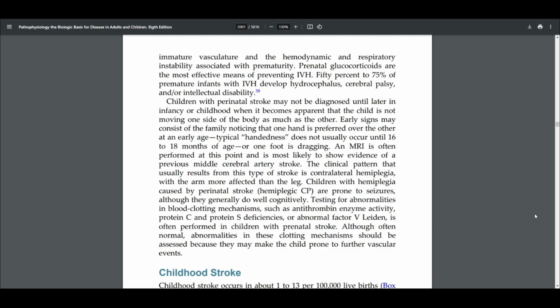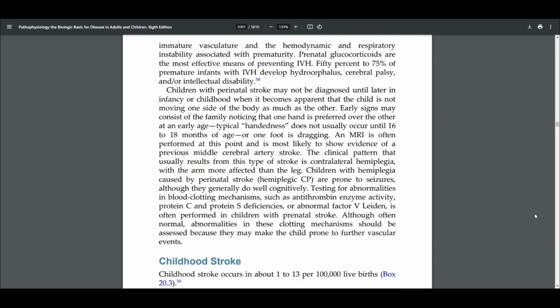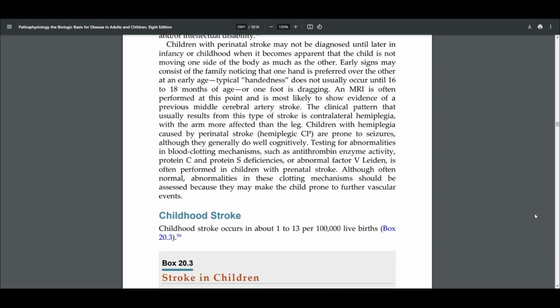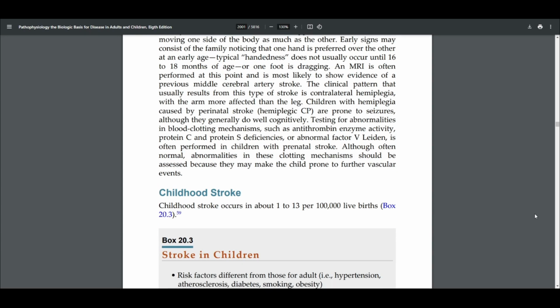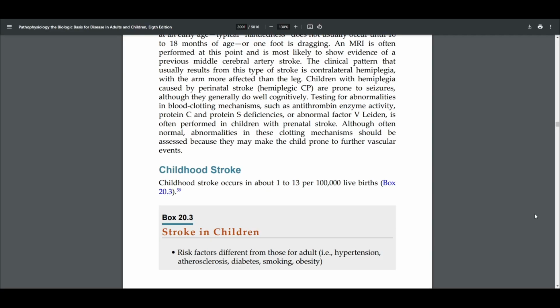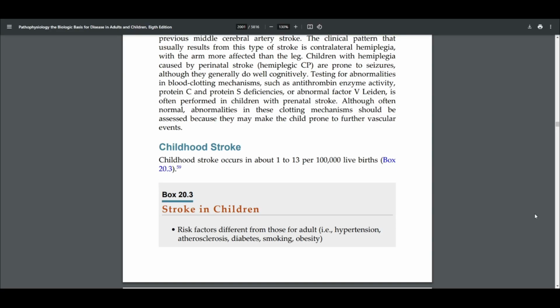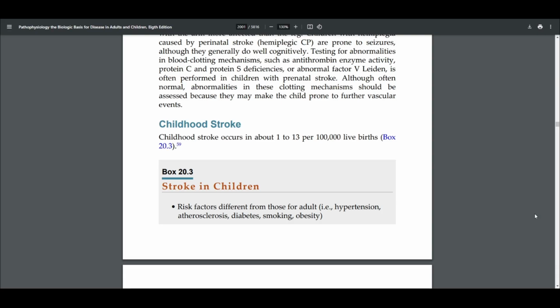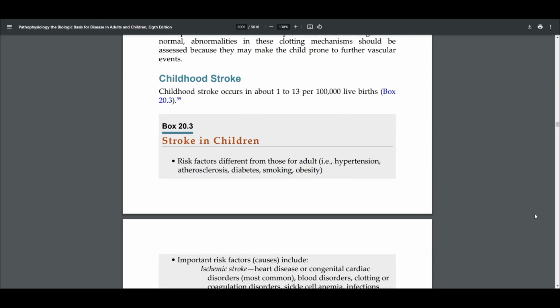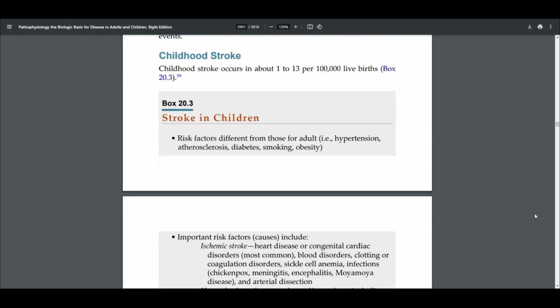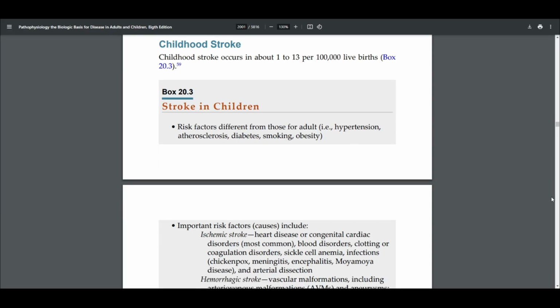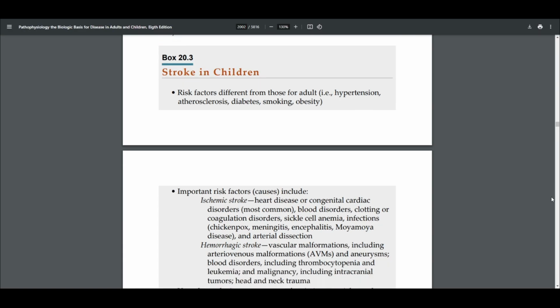Testing for abnormalities in blood clotting mechanisms such as antithrombin enzyme activity, protein C and protein S deficiency, or abnormal factor V Leiden is often performed in children with perinatal stroke. Although often normal, abnormalities in these clotting mechanisms should be assessed because they may make the child prone to further vascular events. So childhood stroke occurs in about 1 to 13 per 100,000 live births.